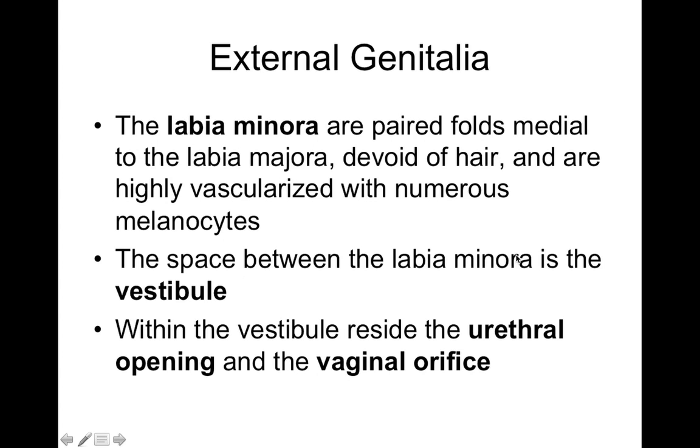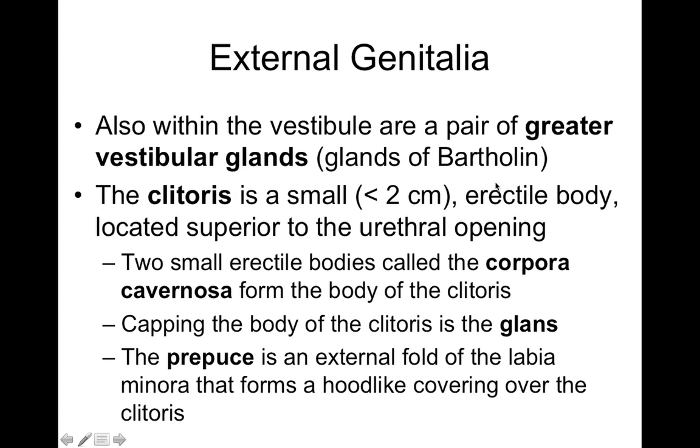Now, the space between the labia minora is called the vestibule, and the vestibule is just what opens up into the vaginal orifice. And we also have our urethral opening just superior to the vaginal orifice. Now, the greater vestibular glands, or glands of Bartholin, are effectively glands that produce a mucus type of lubricant during sexual excitement. And the clitoris, like we talked about, you guys, is superior to the urethral opening, and it's analogous to the corpus cavernosum of males, which is basically erectile tissue.